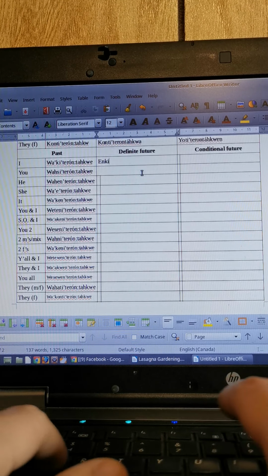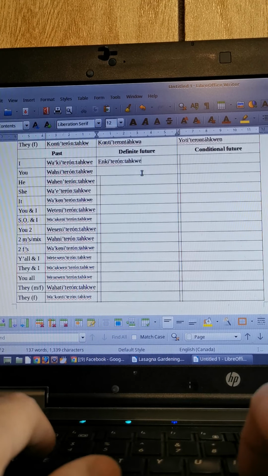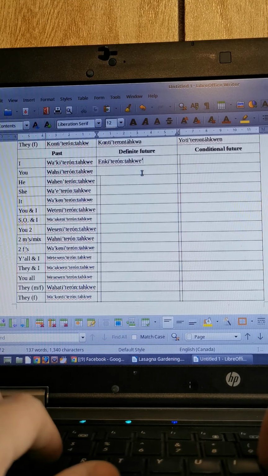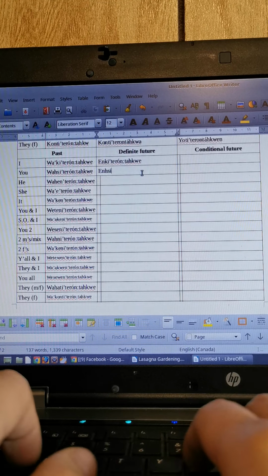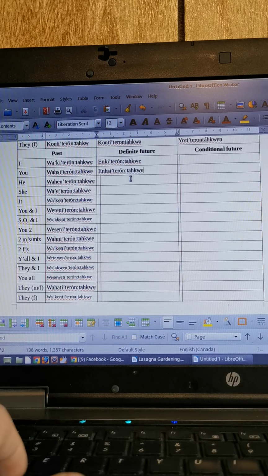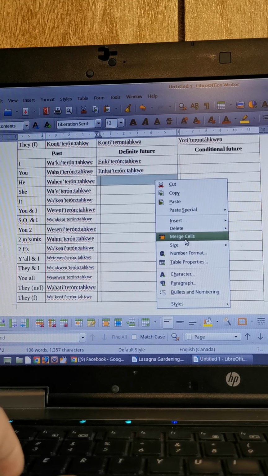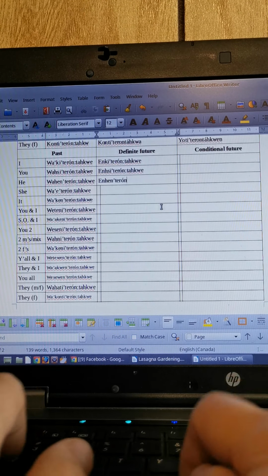So en git derundahkwe. And again, some people write these with a glottal at the end. I choose not to. En git derundahkwe. So you will stay home. En shit derundahkwe. He will remain at home. En hant derundahkwe.